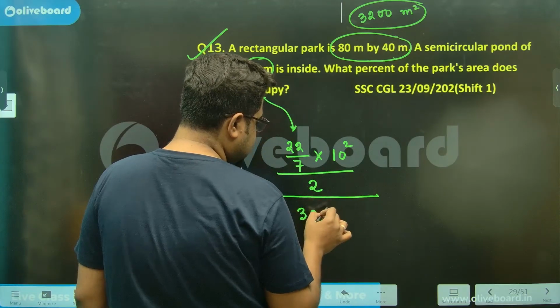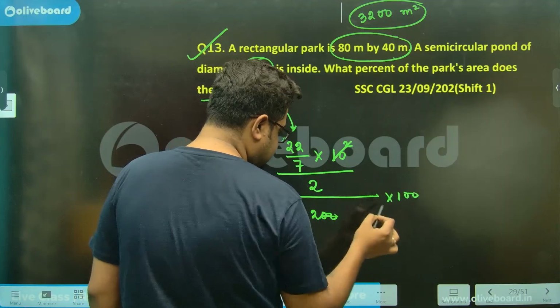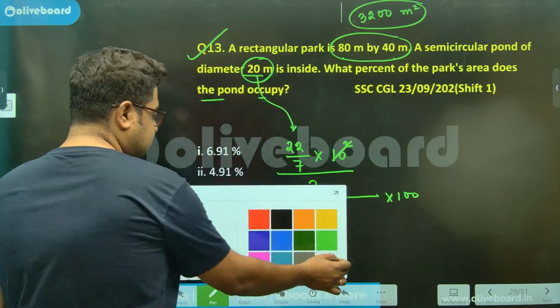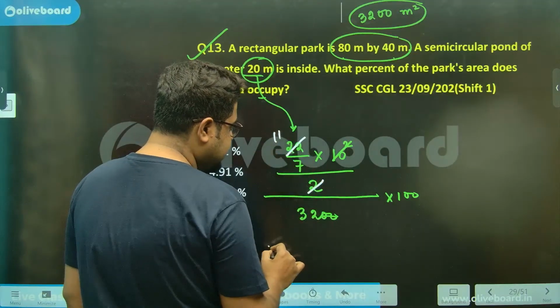Sir, do one thing. Cancel this double zero and this. Into 100 is also there for percentage. For percentage, again, it's a blatant calculation question, nothing else.